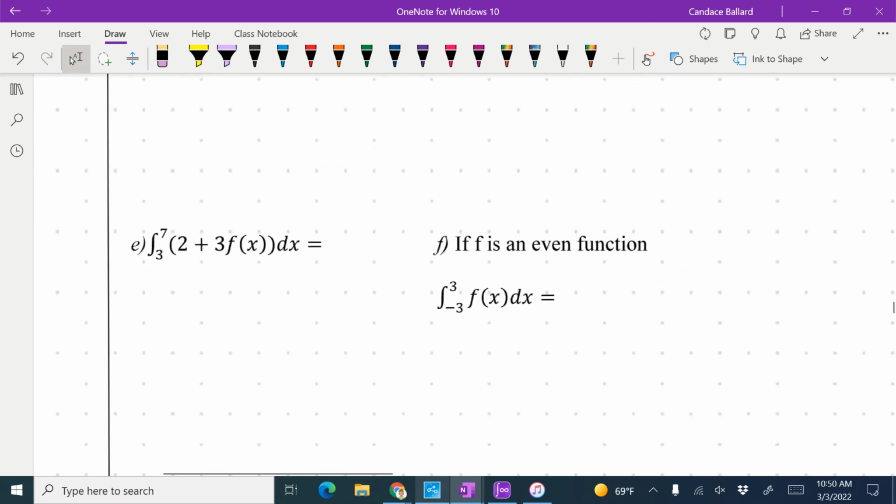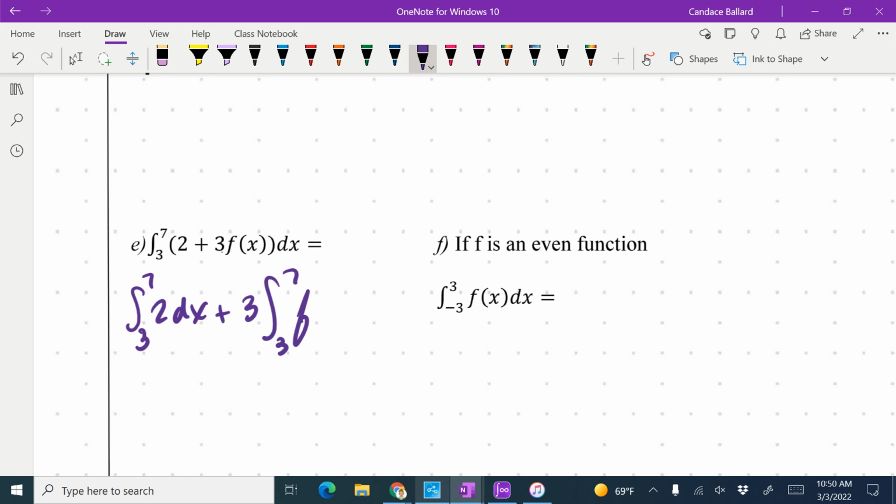Looking at E. I'm actually going to split it into two different integrals. Remember how when we're adding some things together, sometimes it makes more sense to split it up. So I'm going to use that property. So the integral from 3 to 7 of 2 dx plus, at the same time I'm splitting this up, I'm going to move that 3 out in front, from 3 to 7 of f of x dx.